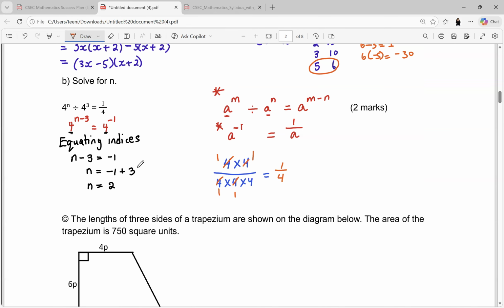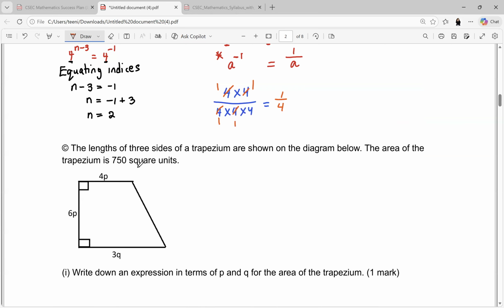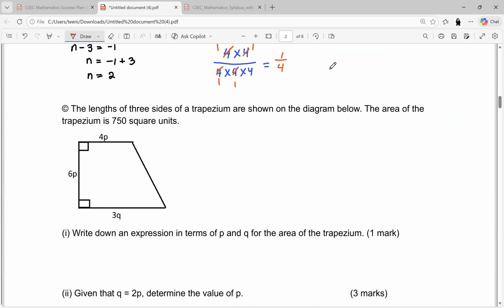All right. Let's look at this question C. The lengths of 3 sides of a trapezium are shown on the diagram below. The area of the trapezium is 750 square units. Write down an expression in terms of P and Q for the area of the trapezium.